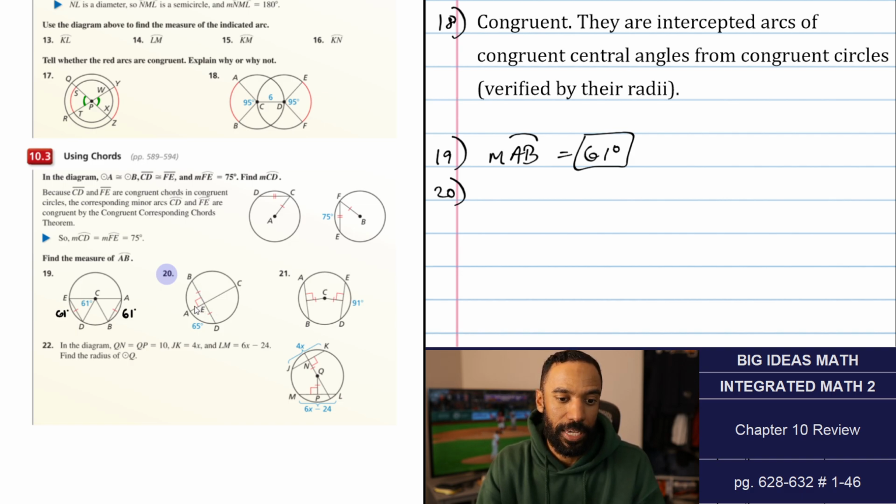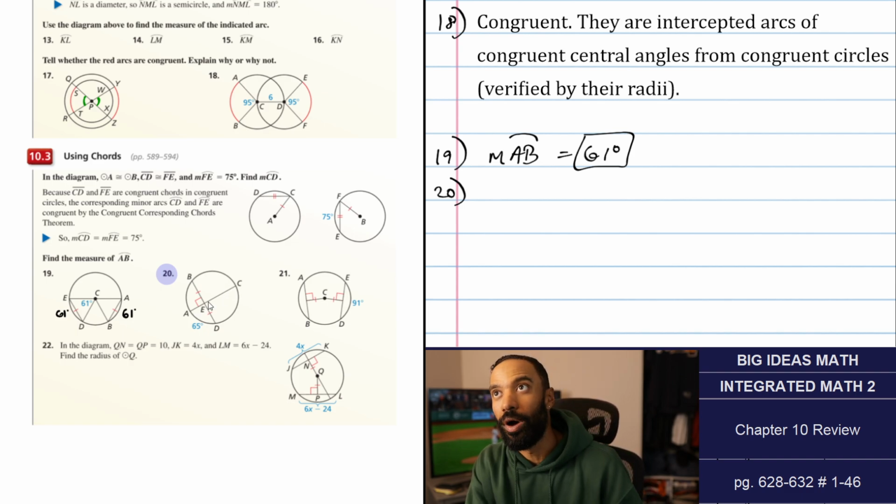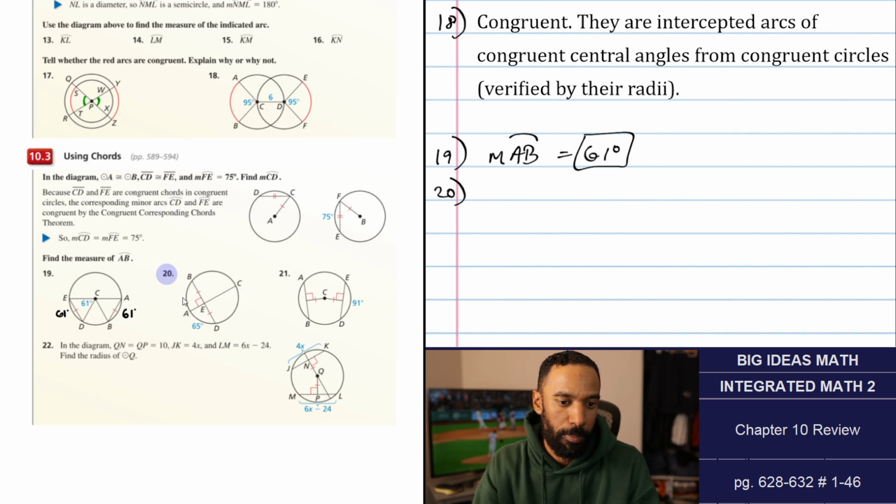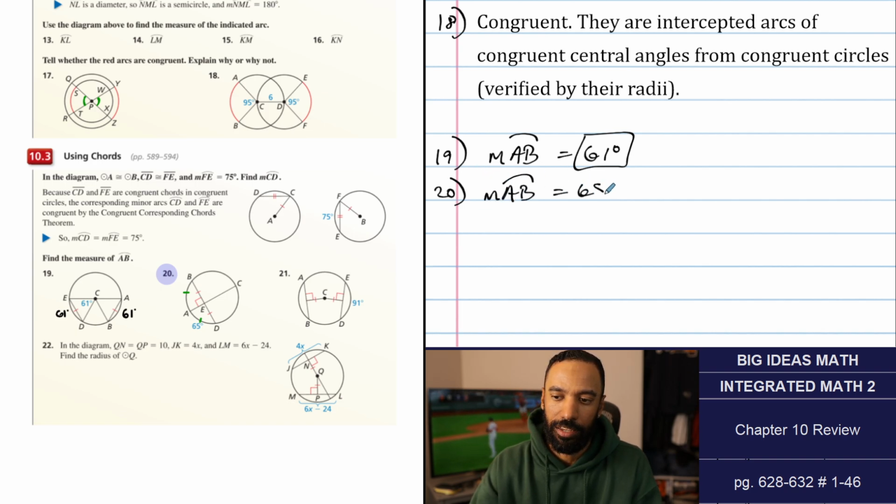If two chords are perpendicular bisectors of each other, meaning one chord is perpendicularly bisecting the other chord, then that original chord is the diameter of the circle. All this to say that that diameter is also bisecting this arc, so that arc is divided into two congruent parts. If this one's 65 degrees here, this is also 65 degrees here. That's what they're asking for, the measure of arc AB. So measure of arc AB is 65 degrees.